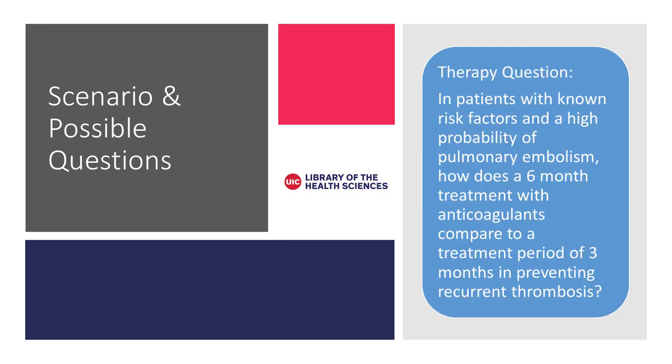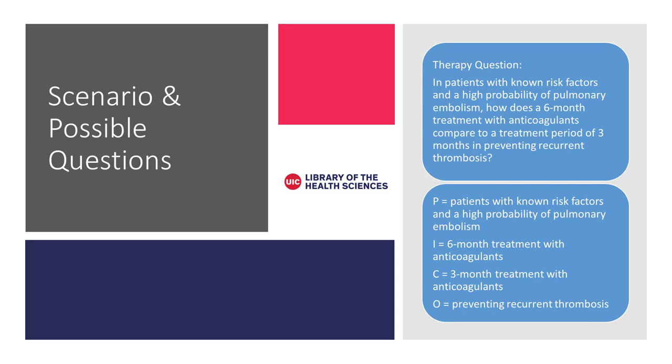A possible therapy question could be, in patients with known risk factors and a high probability of pulmonary embolism, how does a 6-month treatment with anticoagulants compare to a treatment period of 3 months in preventing recurrent thrombosis? In this example, our patient has known risk factors and a high probability of pulmonary embolism. We are interested in comparing the treatment that was used, 6 months on an anticoagulant, to a shorter treatment period of just 3 months. And the outcome we are looking at is preventing recurrent thrombosis.